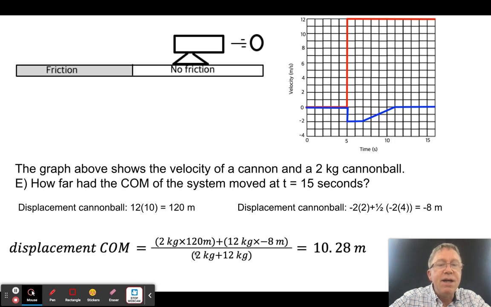When I put that in there and solve, what I see is the center of mass has now moved to the right 10.28 meters. So an external force, in this case friction, pushed the cannonball in the positive direction and shifted the center of mass in the positive direction.